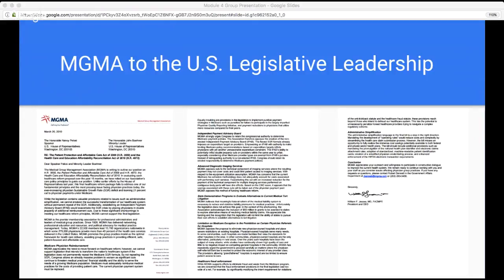Medicare physician reimbursement, Independent Payment Advisory Board, advanced diagnostic imaging services, state demonstration programs to evaluate alternatives to current medical tort litigation, limitations on Medicare exception to the prohibition of certain physician referrals for hospitals, healthcare fraud enforcement, and administrative simplifications.